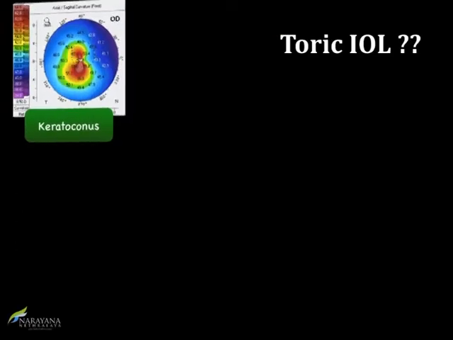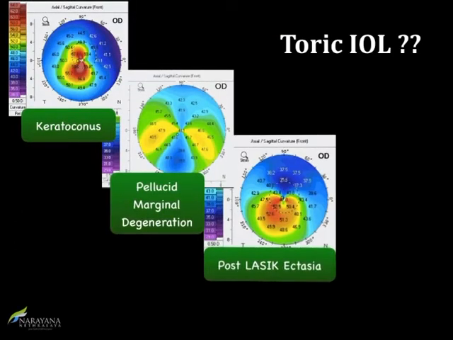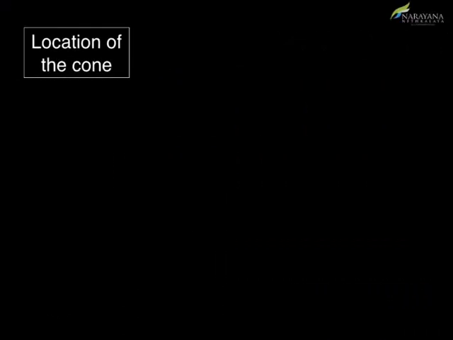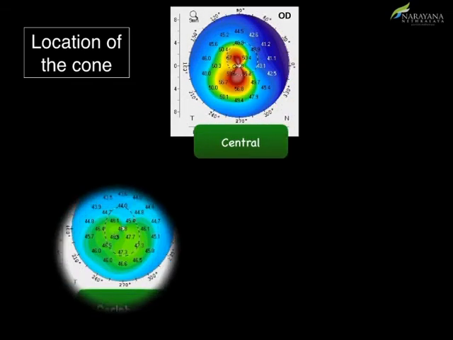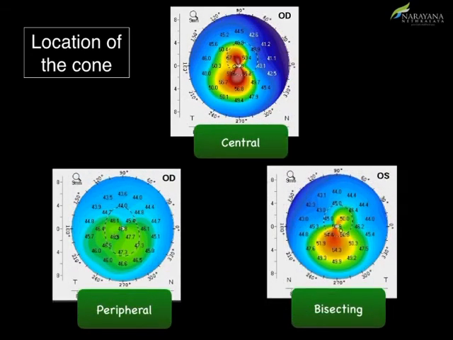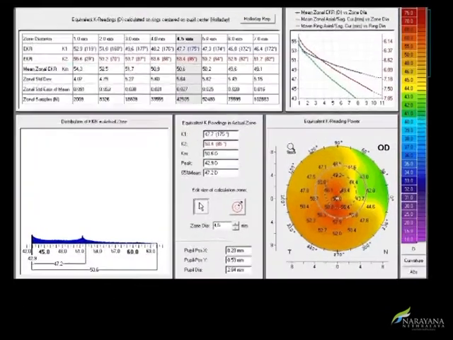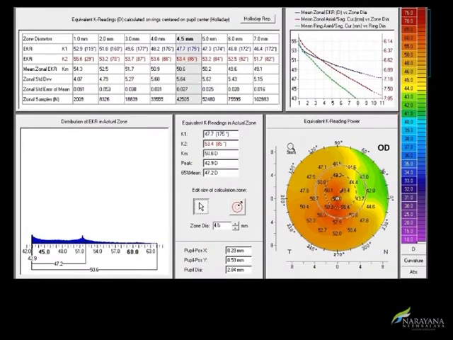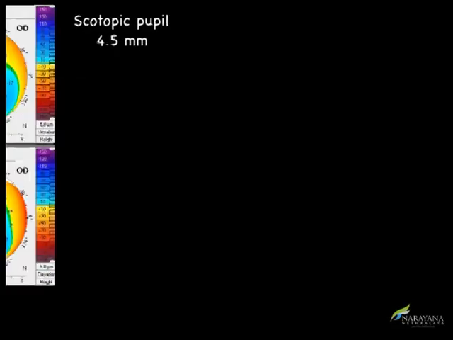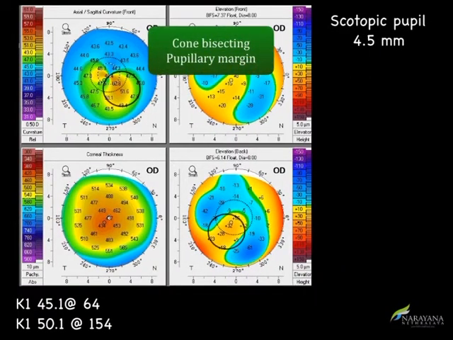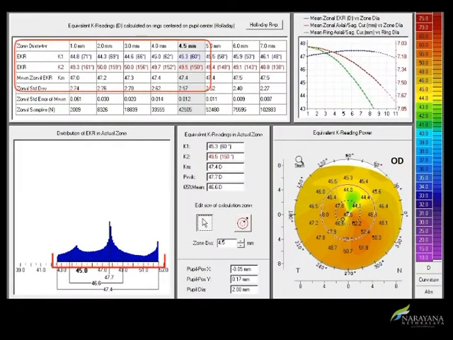The question is, can we use toric in such situations? In keratoconus, it will depend on the location of the cone, whether it is central or bisecting the pupil or a peripheral cone. Like in this patient with central cone and scotopic pupil of 5 mm, EKR report shows wide keratometric distribution and a varied axis. Hence, we planned for a monofocal IOL in this patient. Whereas in this case, with cone bisecting the pupillary margin, considering the magnitude of keratometry and the axis to be constant, we can go ahead with the toric IOL.